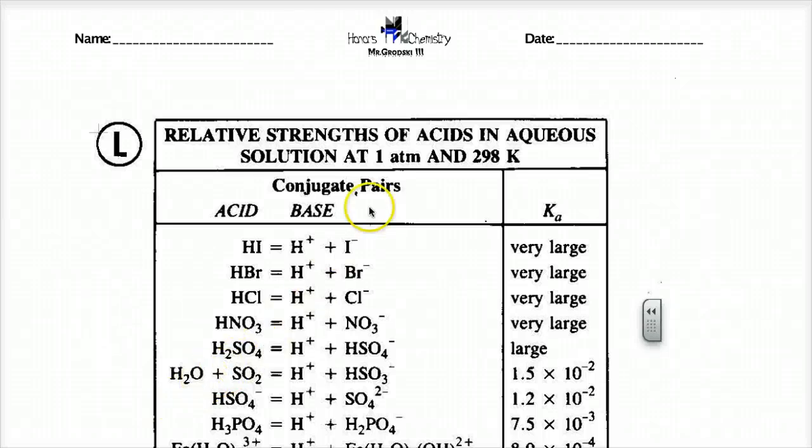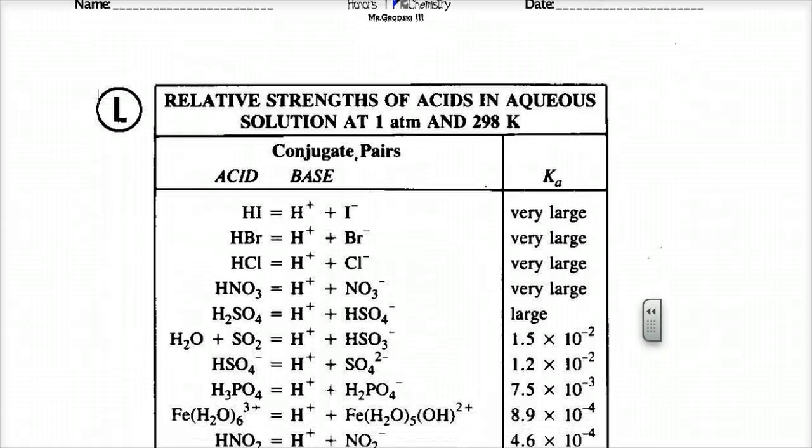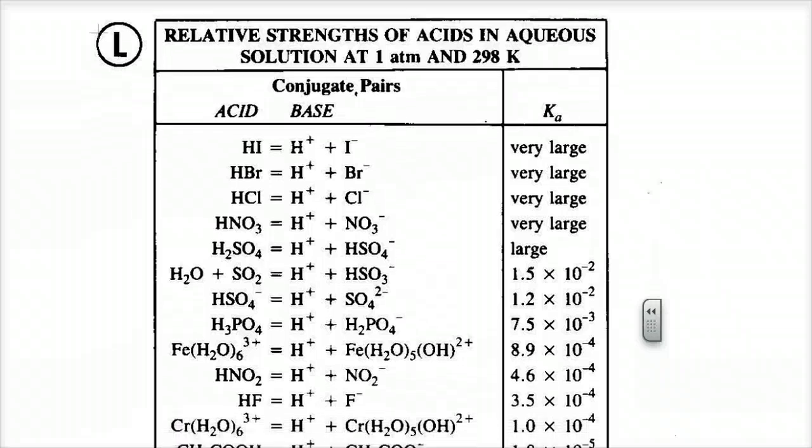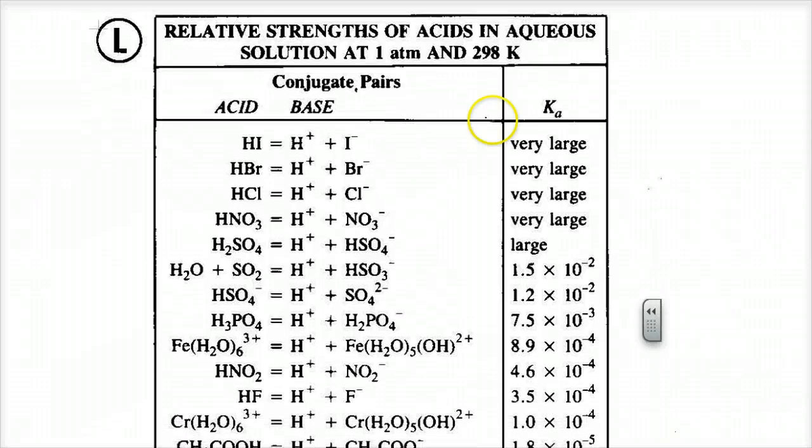Okay, so here we are with table L. It's an AP table, or at least it's a table that's beyond the scope of the New York State Regents. But really what it is, it's a Ka table. And as the table suggests, it gives us the relative strengths of the acids.